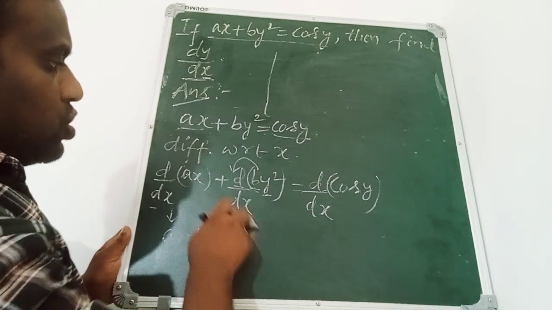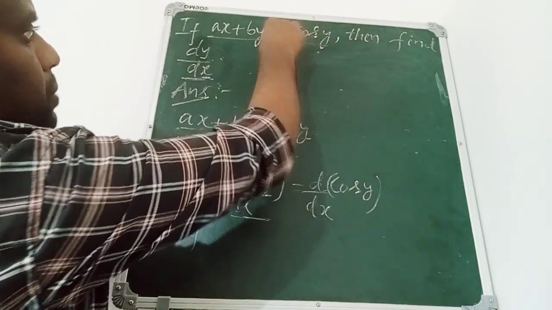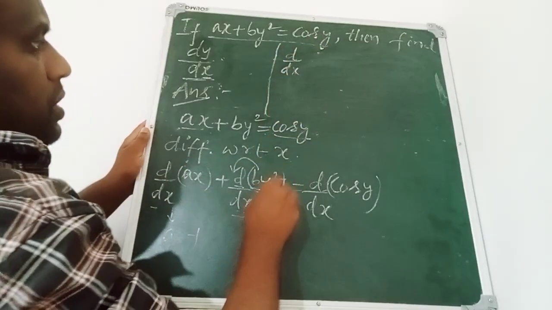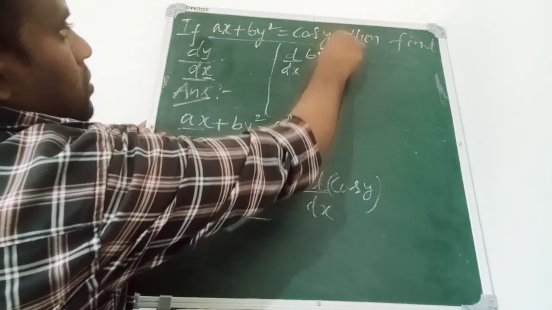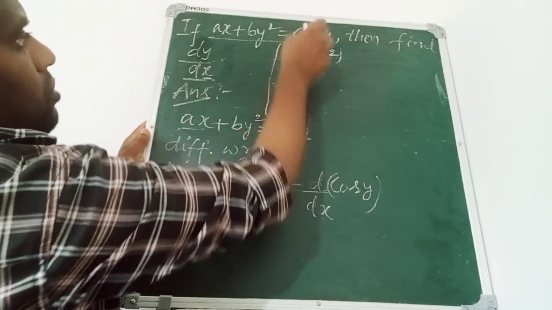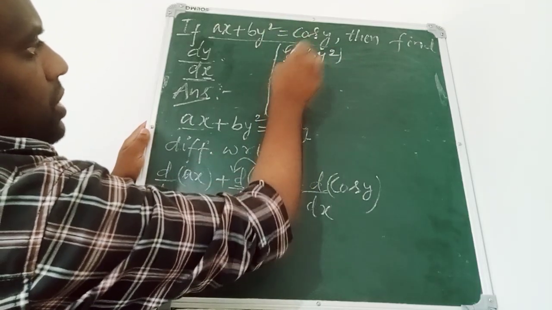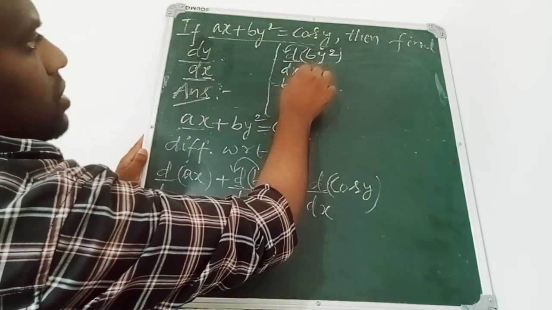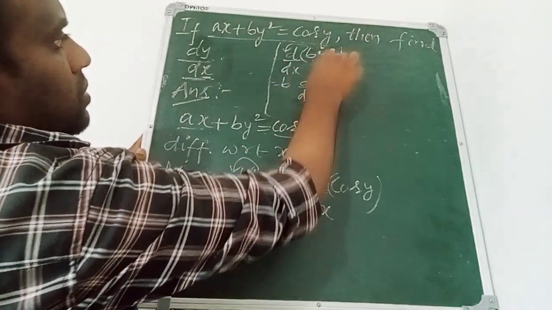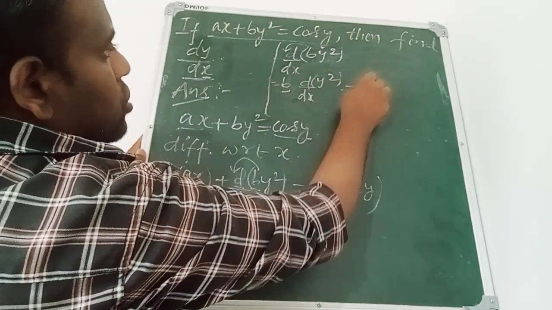First, to avoid confusion, the entire thing I will write separately: d by dx of by square. In the next step, b is taken out because it is constant into function, so you can take the constant outside. So b is taken outside. Next, what is left? d by dx of y square. Next, b write as it is.